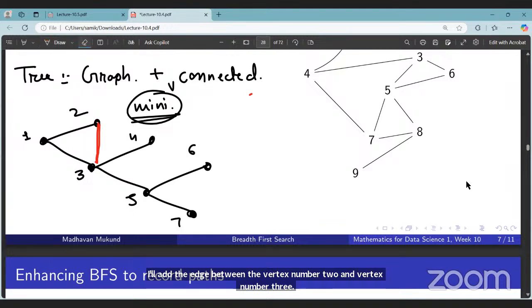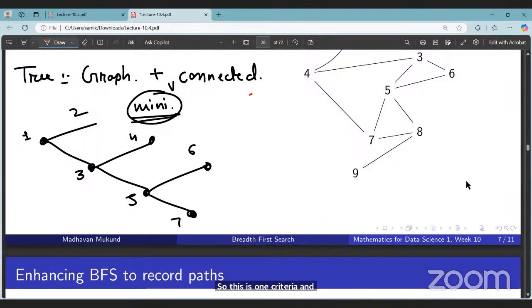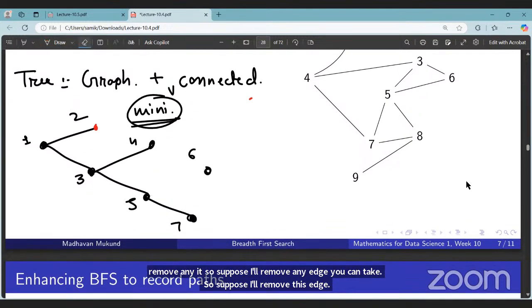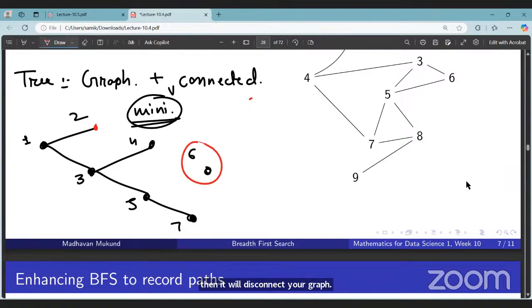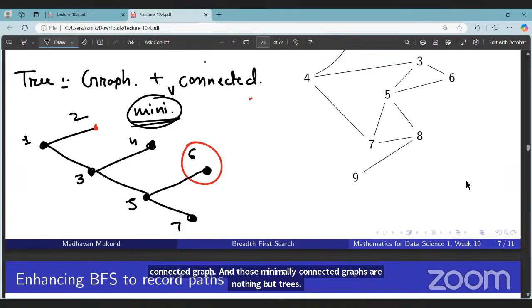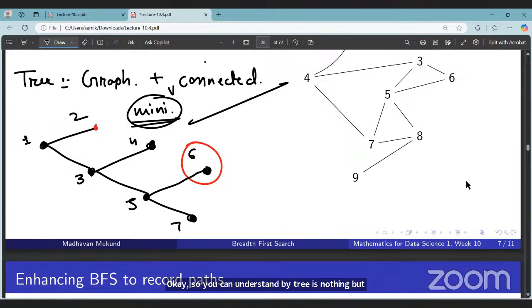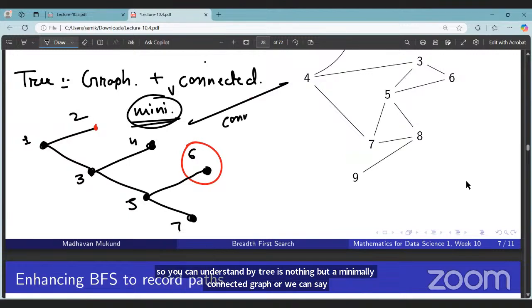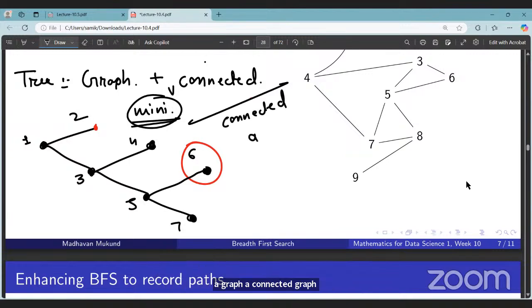This is one criterion. Another criterion is that if you remove any edge, suppose I remove this edge, it will disconnect your graph, because vertex number 6 is not connected to any other vertex. Such a graph is known as a minimally connected graph, and those are nothing but trees. So a tree is a minimally connected graph, or we can say a connected acyclic graph, right?